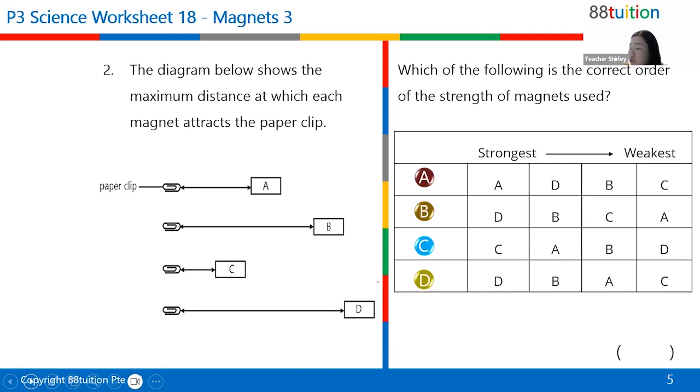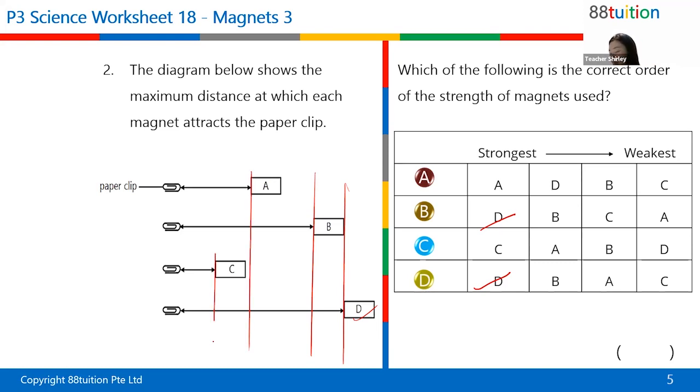So of course, if you were to compare, D will be the strongest because D is able to pull the paperclip from the furthest distance, as compared to B. So D is the most, followed by B. Then, of course, your A is slightly further. I think it's quite far away from C. So therefore, the answer is D, because the strongest is the one that can attract it from the furthest.